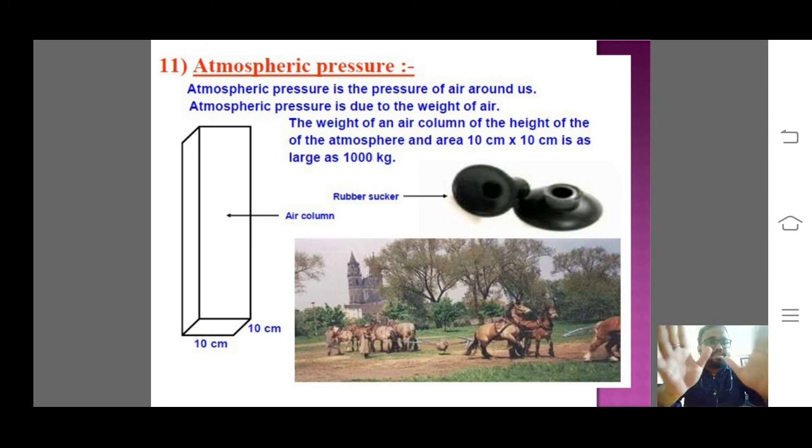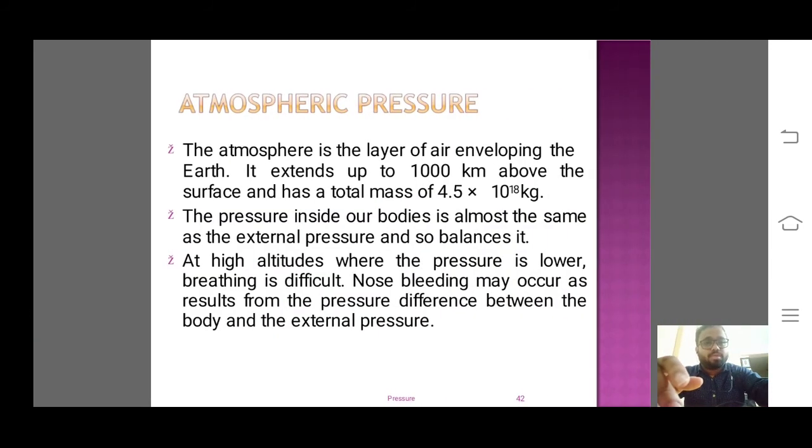So this is the concept of atmospheric pressure. The pressure exerted by atmosphere around us is the atmospheric pressure. What is atmosphere? The envelope of air around us is the atmosphere. So atmosphere is the layer of air enveloping the earth, and it extends up to 1000 km above the surface, and has a total mass of this much kg. The pressure inside our bodies is almost the same as the external pressure, so our body balances it.